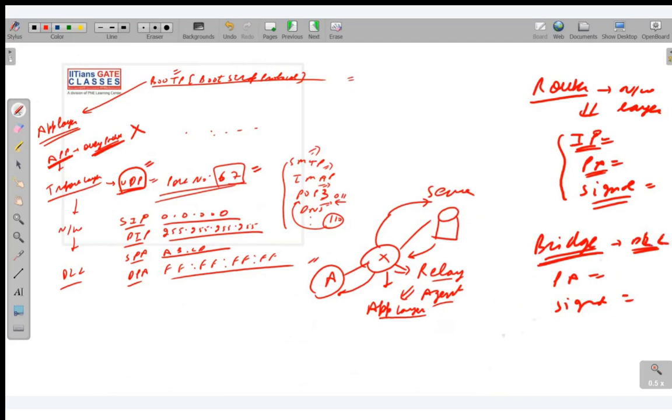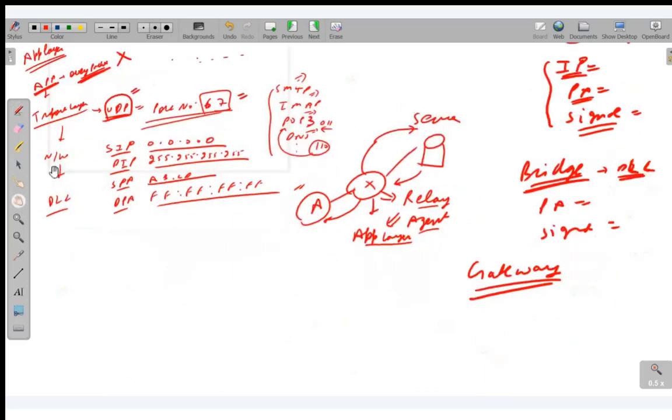Okay, similarly we have the concept of a gateway. A gateway works at all 5 layers. That means it is an application layer device. Obviously it knows about the message also, what message you are sending and so on. It can see it properly.